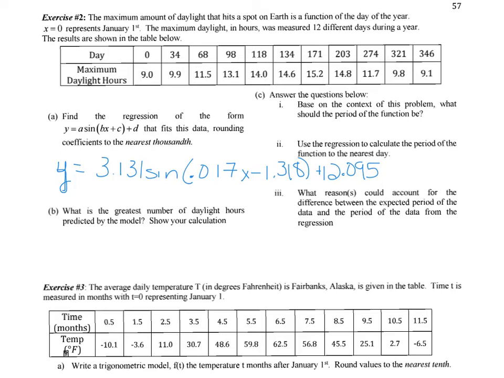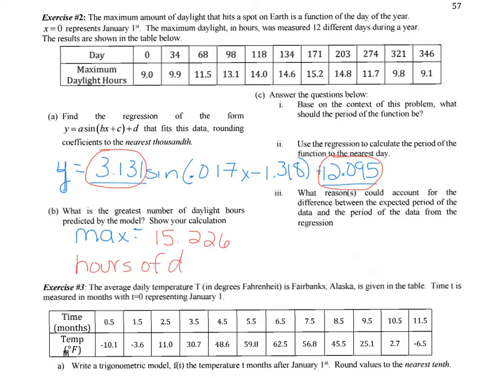It says, what is the greatest number of daylight hours predicted by the model? So this is a maximum question. So I'm going to start from the midline and add the amplitude. So if I added those two values together, I would get 15.226 hours of daylight.